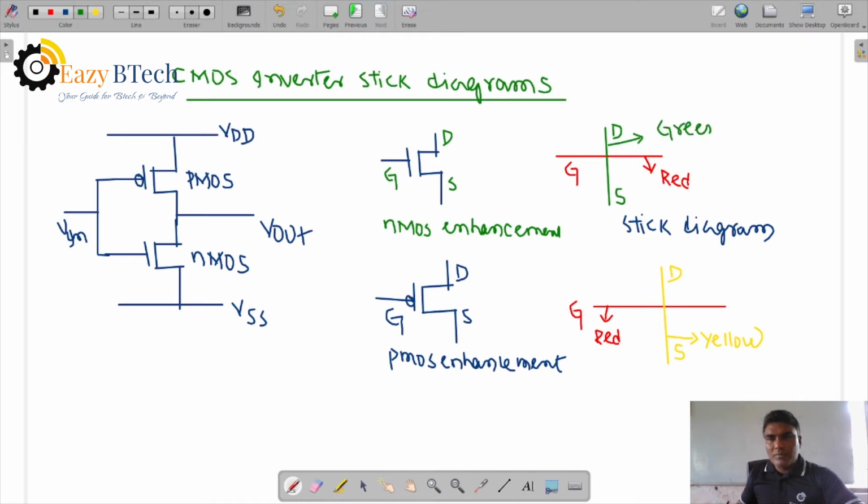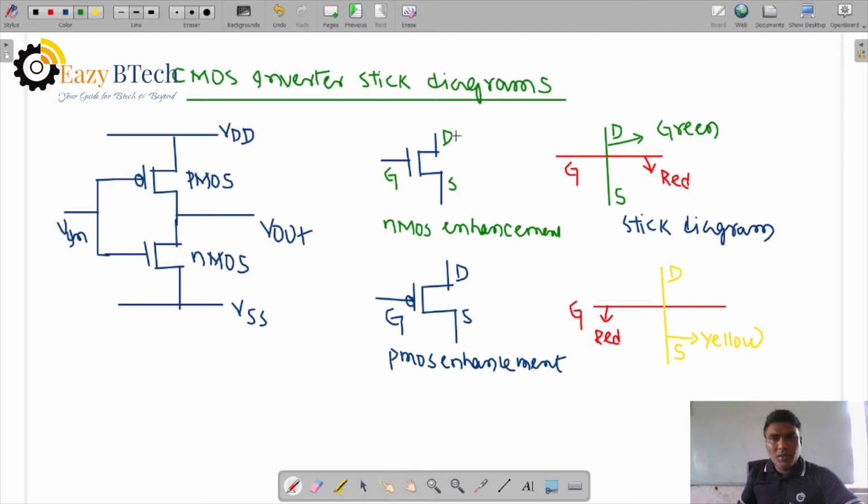What is the stick diagram? Instead of the transistor symbol in a circuit, we can represent it with colored sticks. The terminals are gate, drain and source. The gate is red, and drain and source are N diffusion, green. For the PMOS transistor, the gate is red, same as in NMOS, but drain and source are yellow, meaning P plus diffusion.